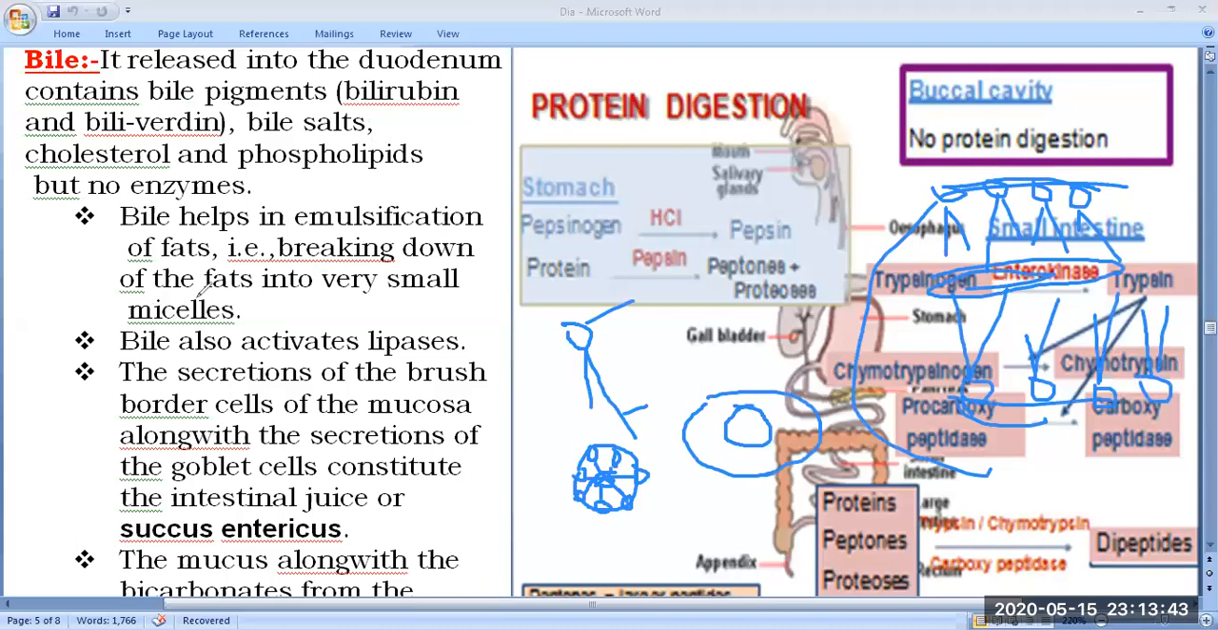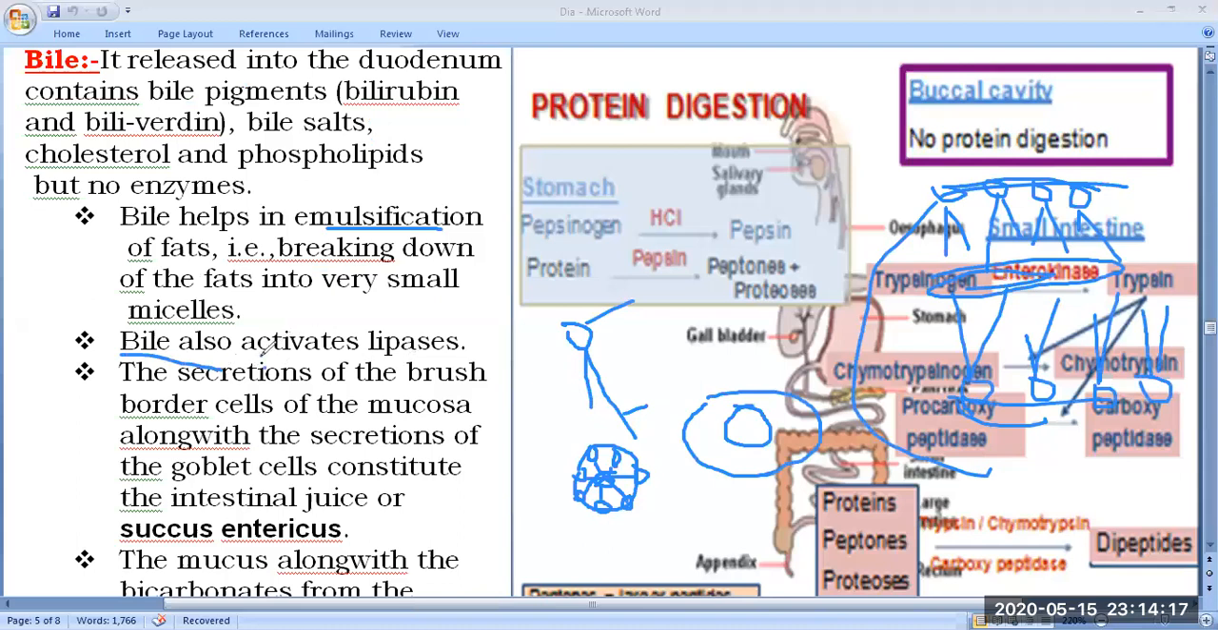Clear? Here bile helps in the emulsification of fats. What is the emulsification of fat? Because fat is a very large molecule, and one important property of fat is that it never forms a biopolymer, because you have already seen that protein also forms, carbohydrate also forms, and nucleic acid also forms, but among biomolecules only fat never forms a biopolymer. Clear?